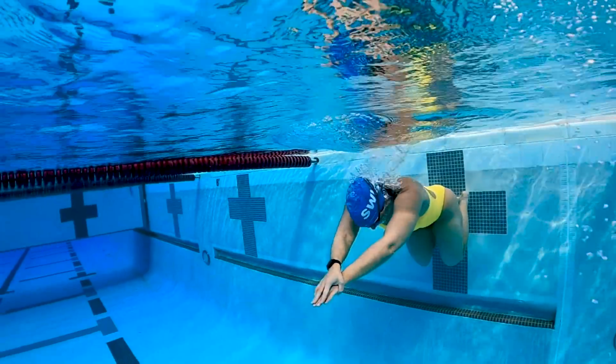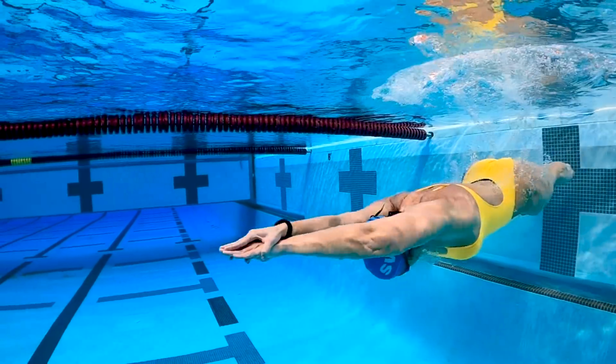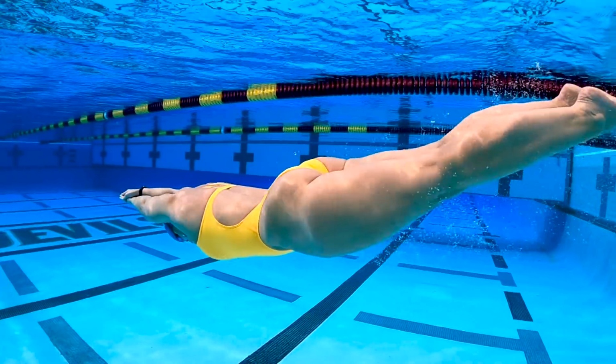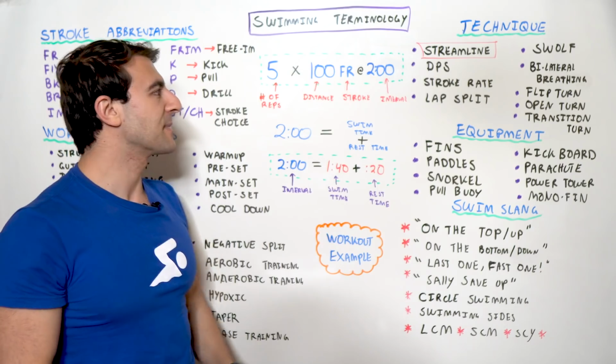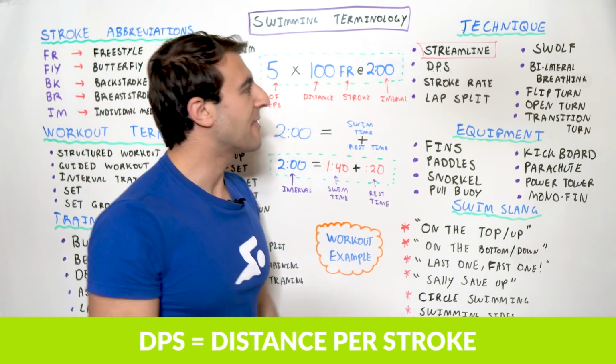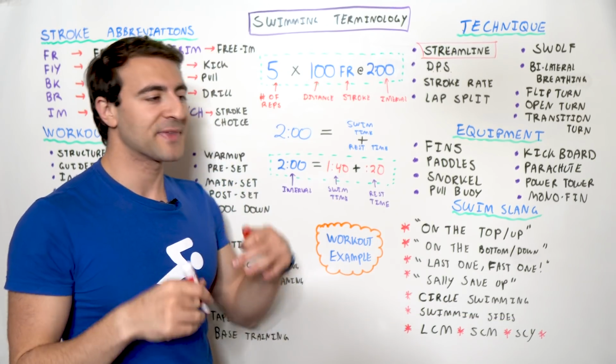It starts with your fingertips all the way through your toes. You want your body to be as stable and still in the water. You're like a steel rod or like a missile or a torpedo going underneath the water. That's streamline. You'll hear something called distance per stroke. That's DPS, and that means you're really focused on your swimming efficiency.